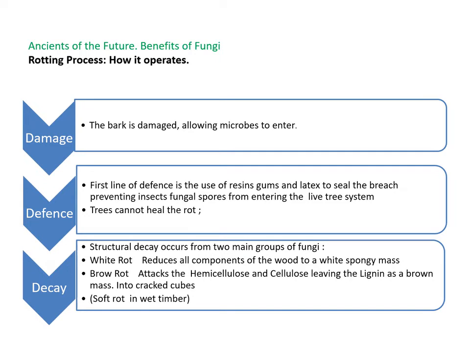Structural decay occurs for two main groups of fungi, as I mentioned earlier, the white rot and the brown rot. But the white rot will consume most of the tree eventually, while the brown rot will only attack the middle of the tree.